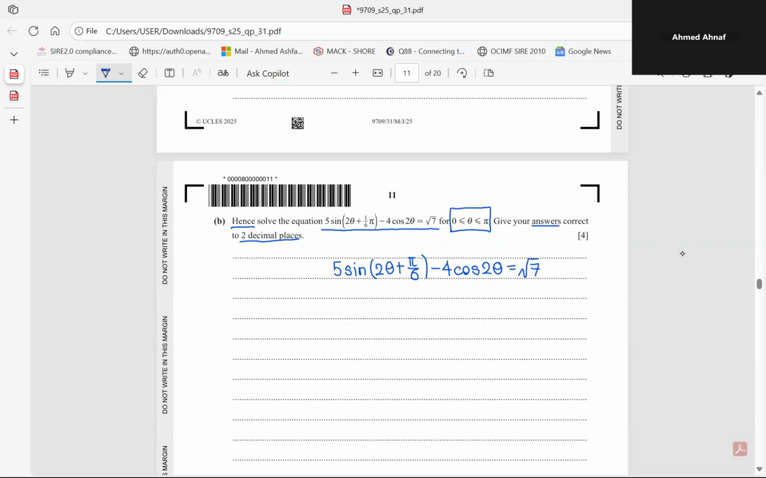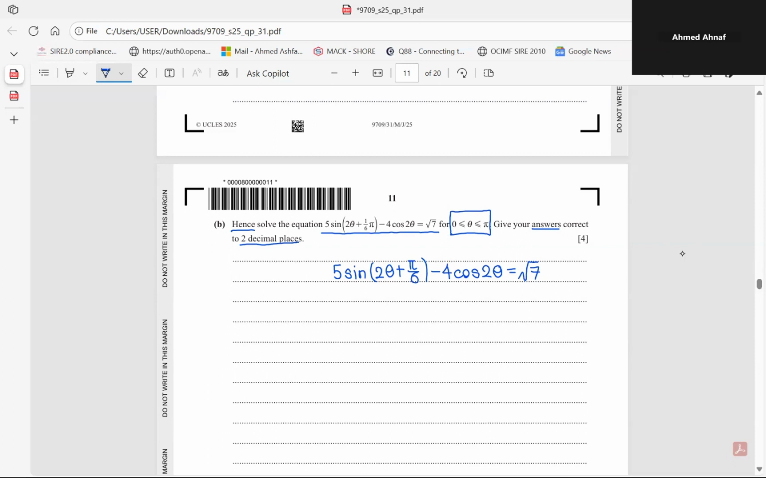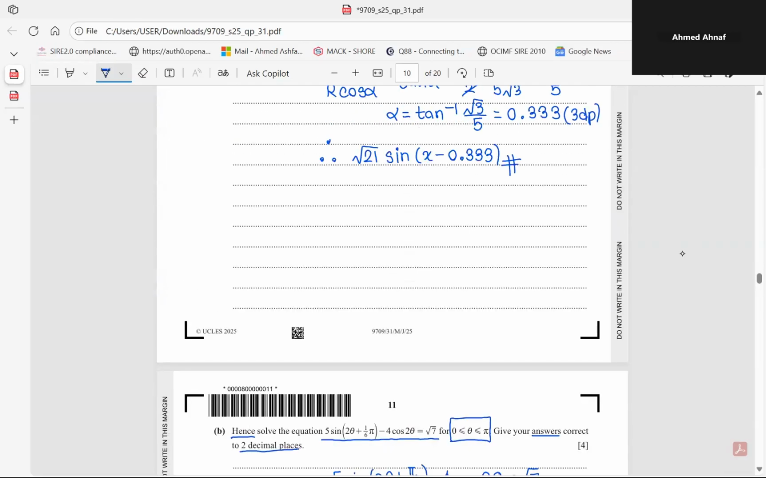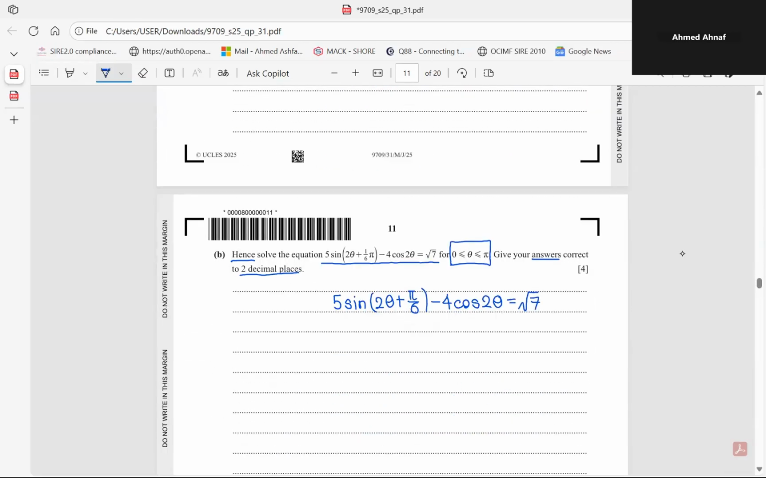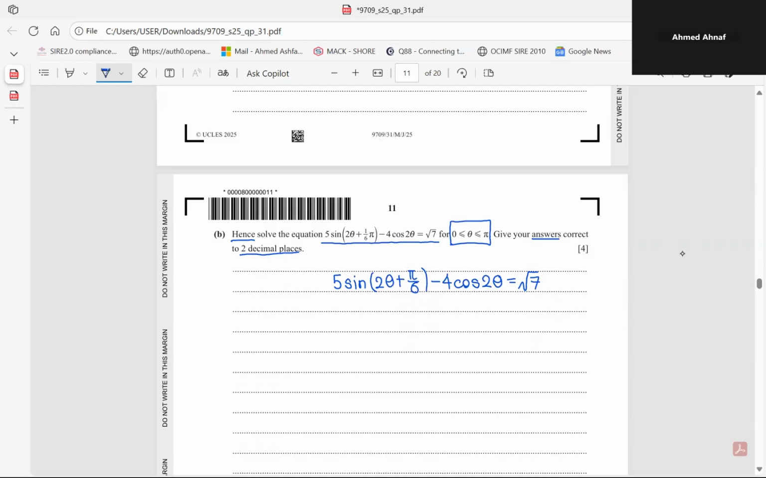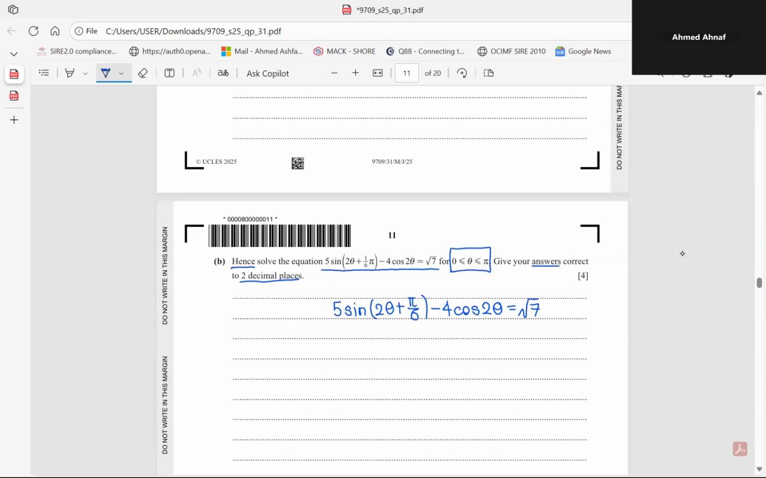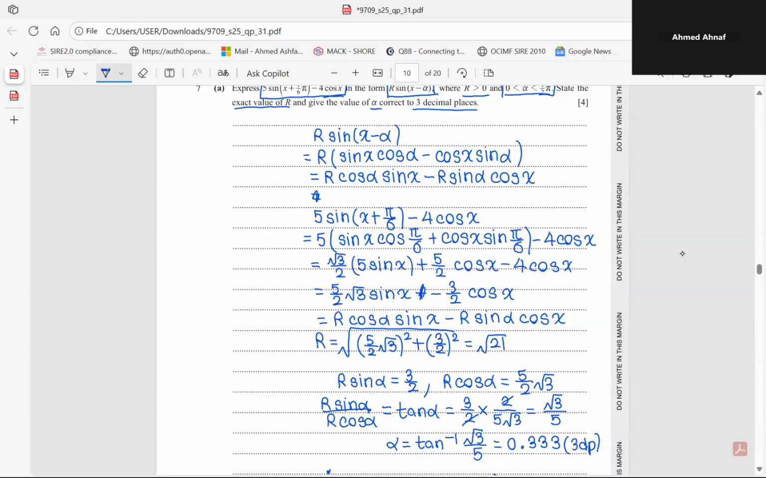So let's try to look for any similarities that we have with our previous part. Since they use the word "hence", that means in one way or another, we're going to have to use our result from the previous part in order to answer this question, or else we won't get any marks for it. So that's the first thing to note. Let's look for similarities with the previous part.